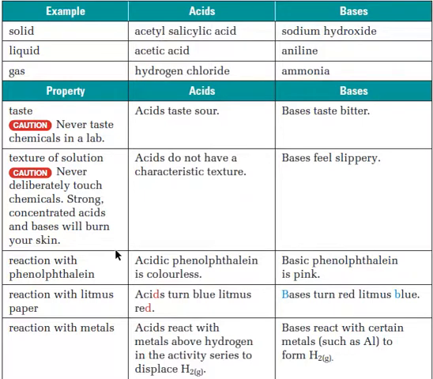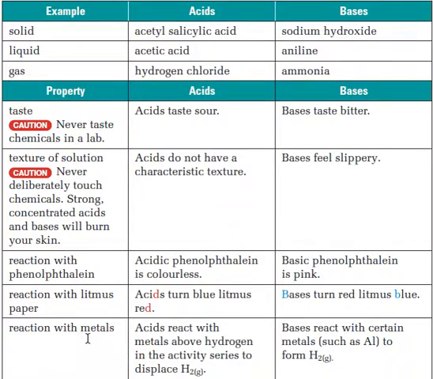In terms of reaction with phenolphthalein, when you add phenolphthalein to an acidic solution, it is going to be colorless. In a basic solution, we have a pink solution. So when we add phenolphthalein to a basic solution, it turns pink. When we have an acidic solution, it is colorless. Reaction with litmus paper: acids turn blue litmus red, and bases turn red litmus blue. B and B, base is blue; acids are red, R and R.